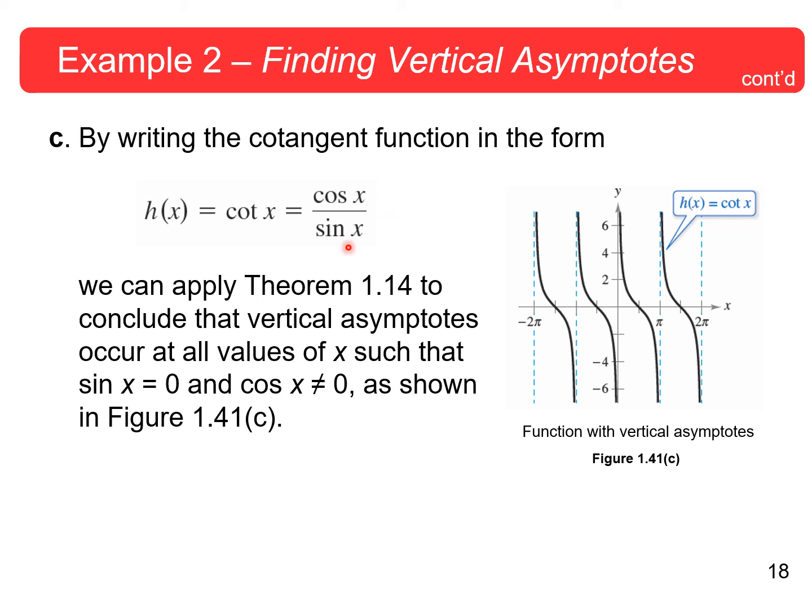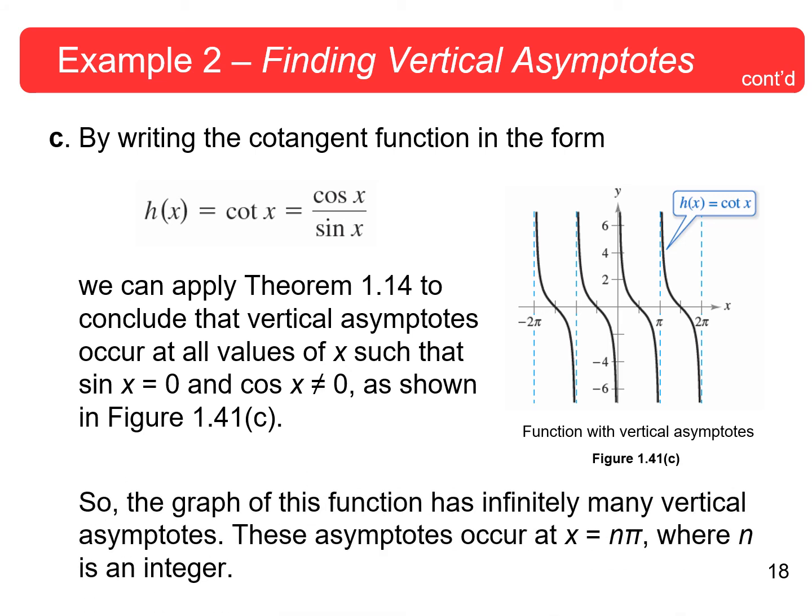So if you equate sine of x equal to 0, the values of x that will make this 0 are the multiples of pi. So we have pi, and then 0, and then 2 pi, and -2 pi. Note that at these values of x, the numerator is non-zero. So therefore, at x equals n pi, where n is an integer, we have vertical asymptotes for cotangent of x.